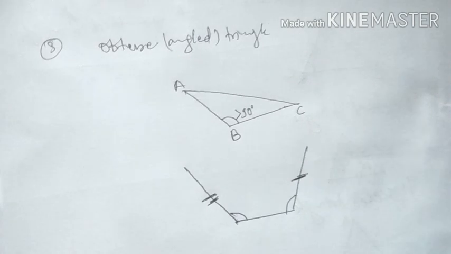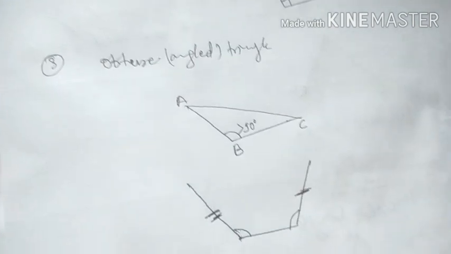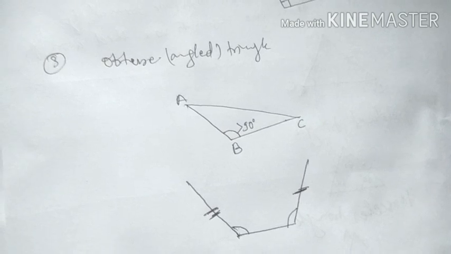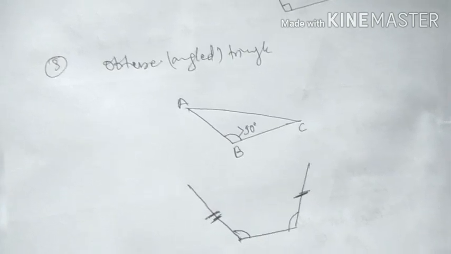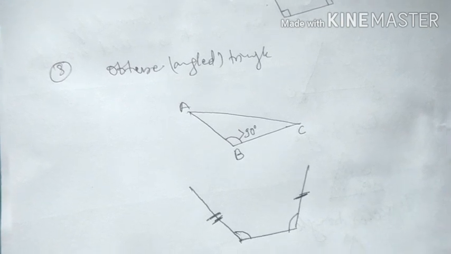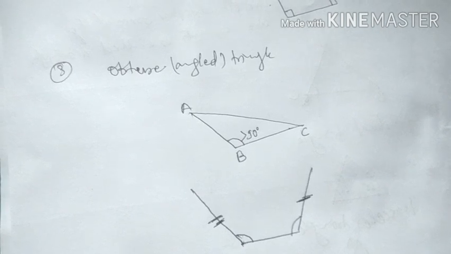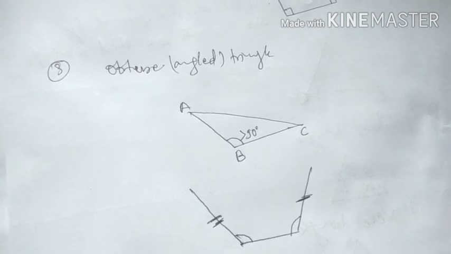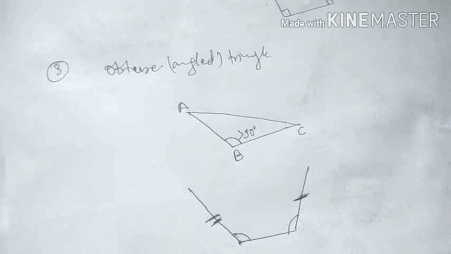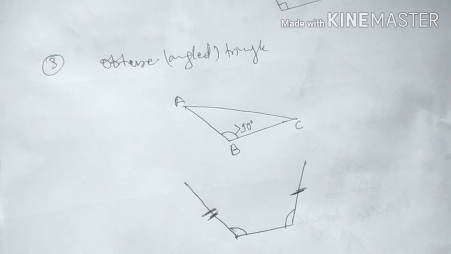So we have learned that there are three types of triangle on the basis of sides, that is equilateral triangle, isosceles triangle and scalene triangle, and three types of triangle on the basis of angles, that is acute angle triangle, right angle triangle and obtuse angle triangle.